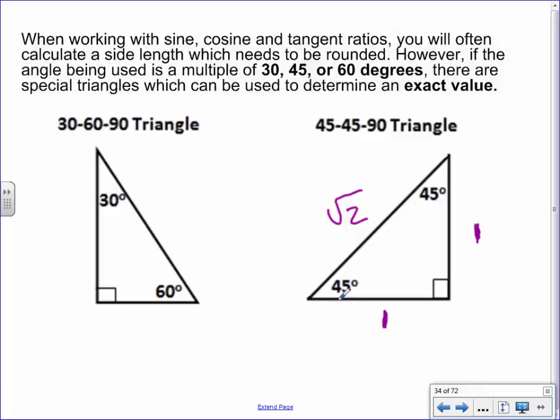The reason why is that using Pythagoras' theorem, 1 squared is 1. Plus 1 squared is still 1. When you add them together, you get 2, and then you square root it, the side is root 2.